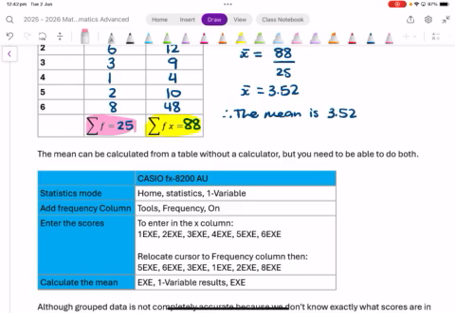Tools, and then frequency. Alright, is everyone able to do that on their calculator? Yes? No?